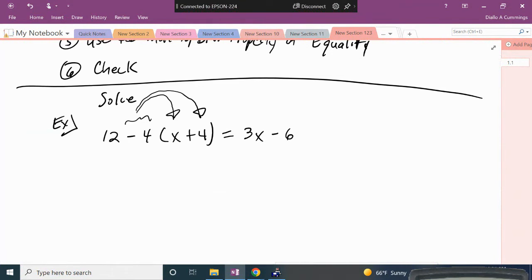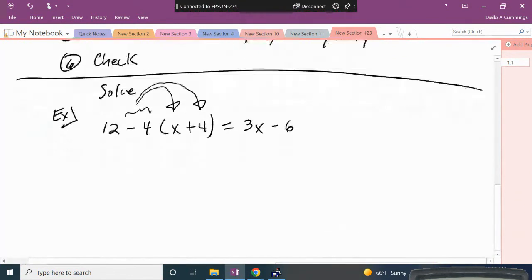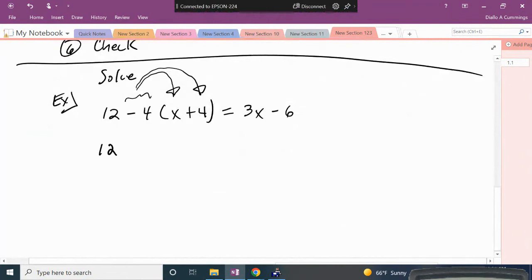All right. So I'm going to bring down 12, and I'm going to distribute -4, so -4 times x is -4x. -4 times a +4 is -16. And I'm going to bring down an equal. I don't have any parentheses on the right-hand side, so I'm going to bring down 3x minus 6. All right, so we have removed the parentheses.